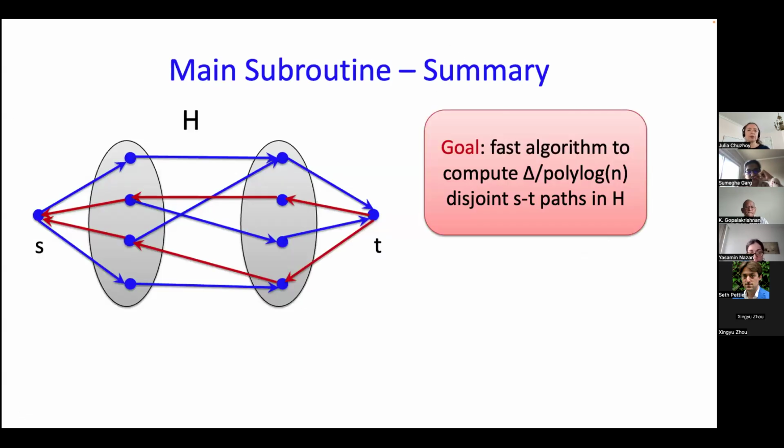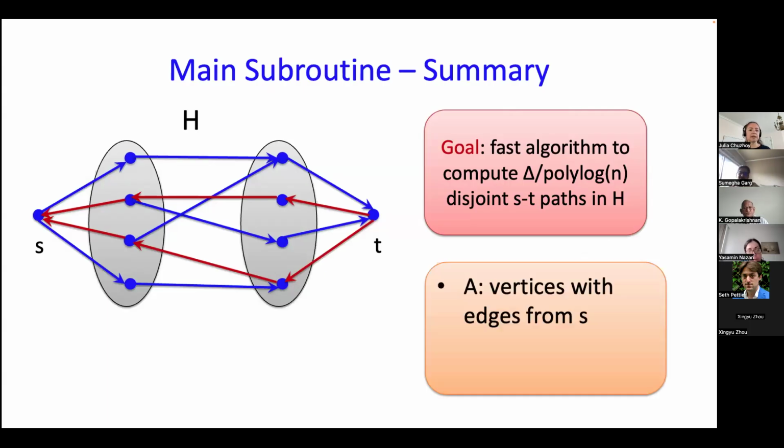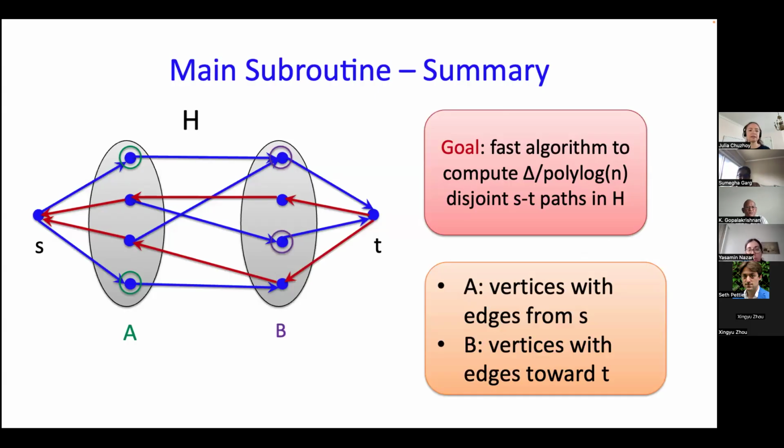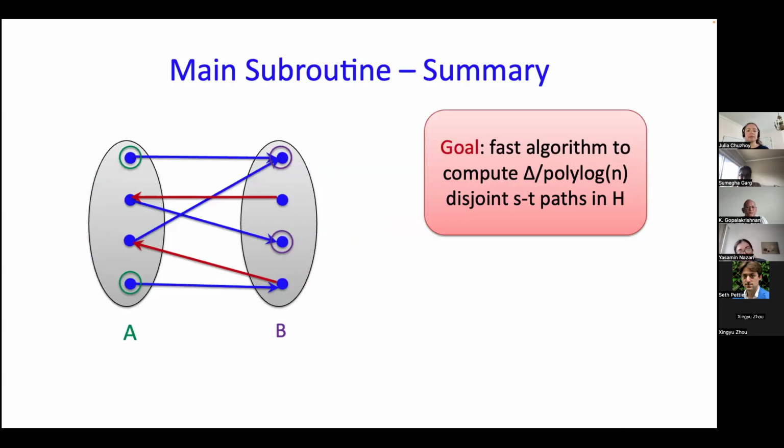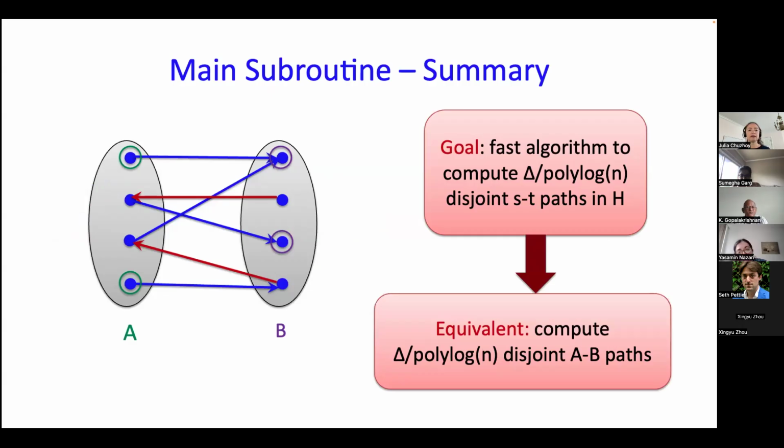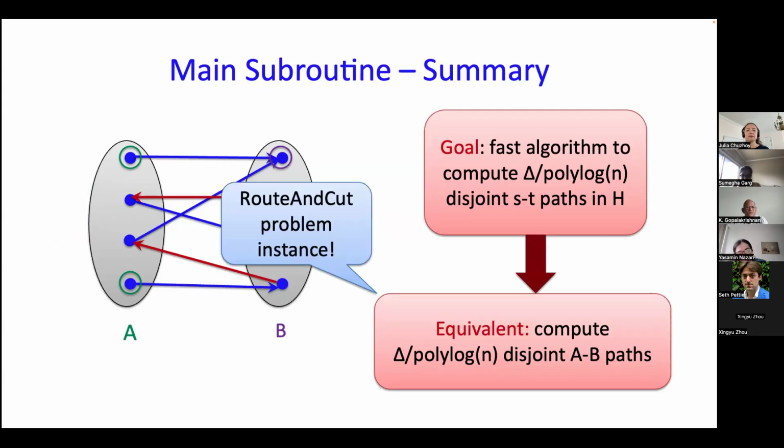Now going back to what we wanted to solve. Let me denote by A all the vertices on the left that have an edge coming into them from S. These are the vertices that are circled in green. And B is going to be all the vertices on the right that have an edge connecting them to T. These are vertices that are circled in purple. And our goal is simply the same as saying compute delta over polylog n disjoint A to B paths in this resulting bipartite graph. So this is exactly the route and cut problem.